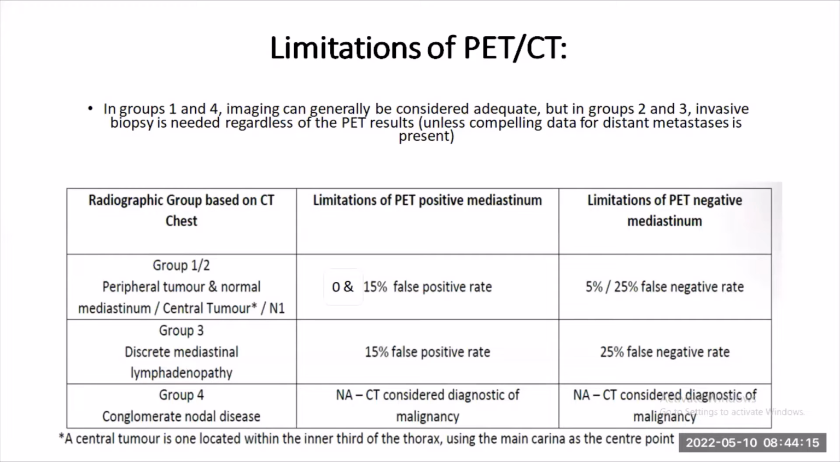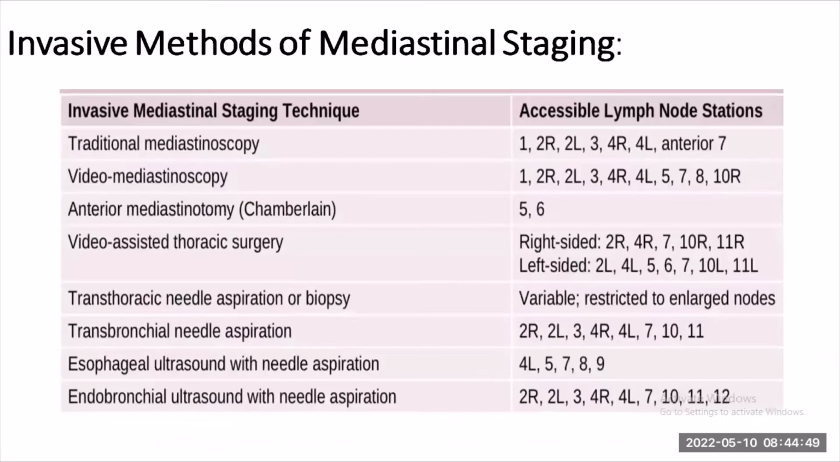For group 4, CT is considered diagnostic for malignancy. PET may or may not be required. So in group 1 and group 4, we don't need PET; imaging is adequate. We don't need invasive biopsy, and mediastinal lymph node assessment is not required. But for group 2 and group 3, there are high chances of false positivity and false negativity, so we need a mediastinal biopsy for confirmation of our findings before going for surgery.